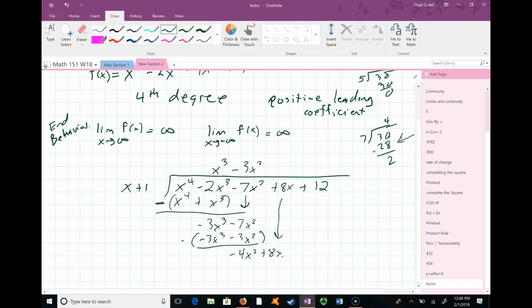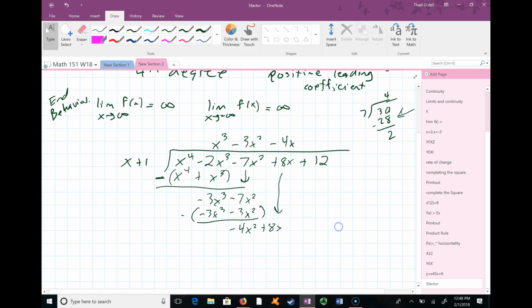What times x gives me negative 4x squared? And that would be negative 4x. Multiply that through. Negative 4x times x is negative 4x squared. Negative 4x times 1 is negative 4x. And we're going to subtract that. Negative 4x squared minus a negative 4x squared is 0. 8x minus a negative 4x would really be 8x plus 4x, which would give me 12x.